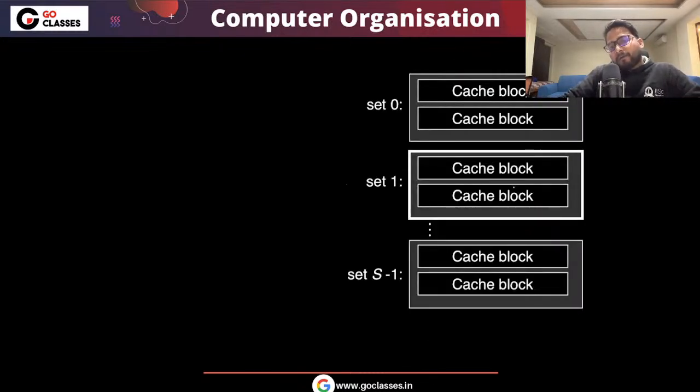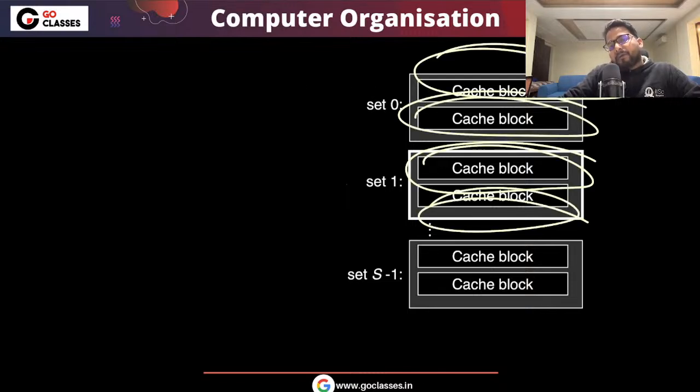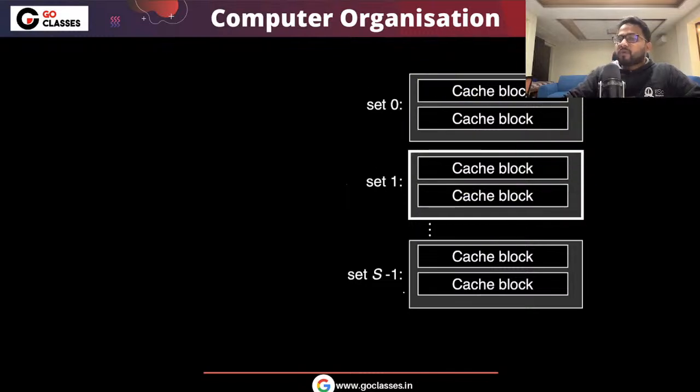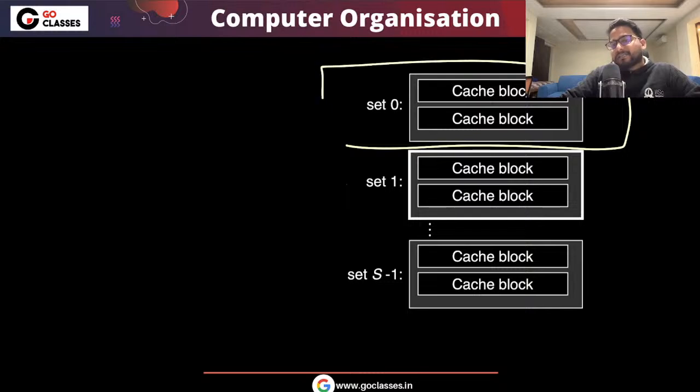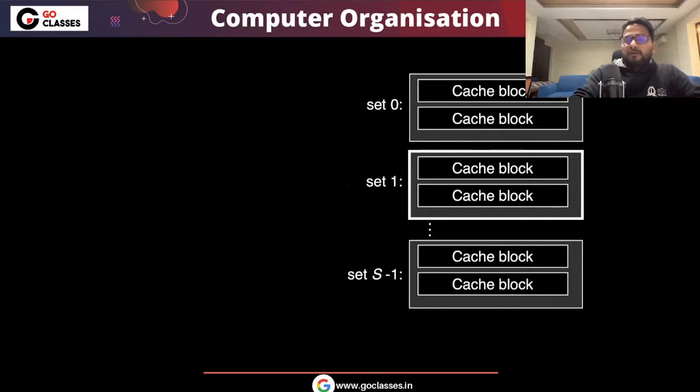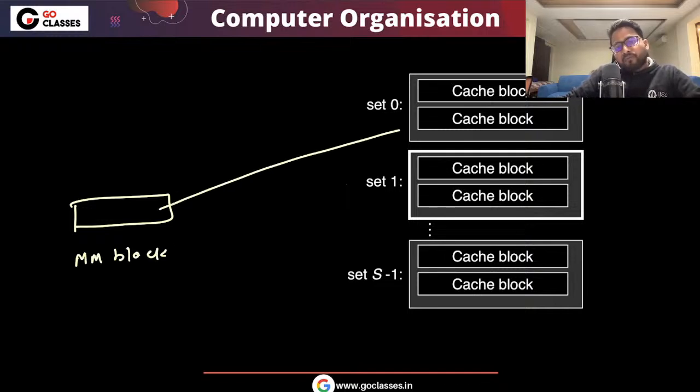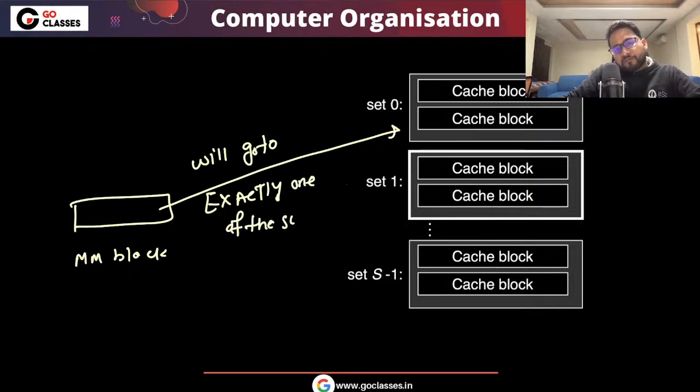For example, I will be dividing the cache. Obviously it is already divided into blocks or lines. Now further I will be dividing it into sets. I will be grouping the lines into sets. I will say this is set 0, this is set 1, like this, right? Now, given this main memory block, it will go to exactly one of the sets. Is this fine to everyone?